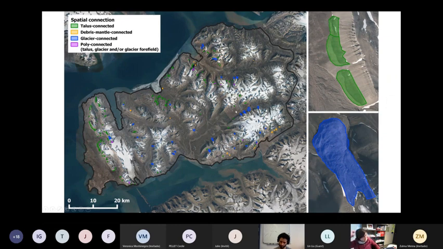And they also followed the recommendation from the IPA Action Group to classify them by spatial connection, activity types based on the new categories. So you see here one example of talus connected and one example of glacier connected, typically.